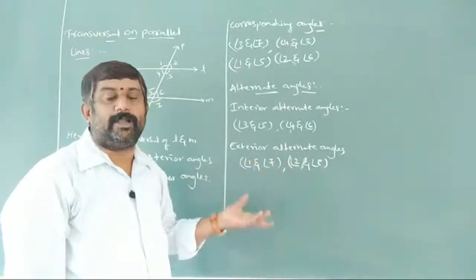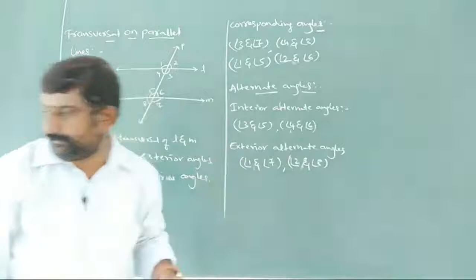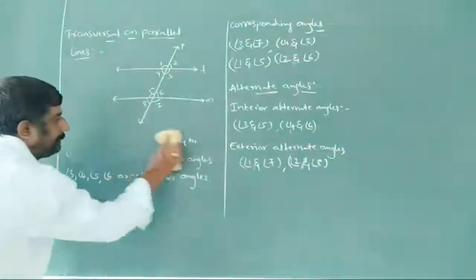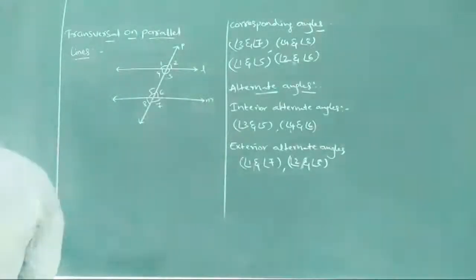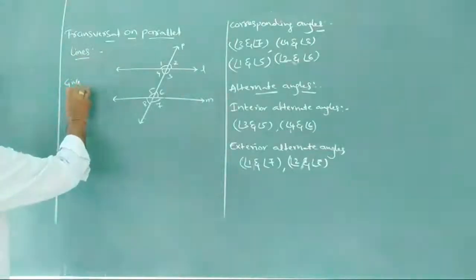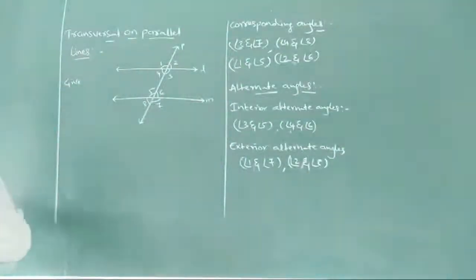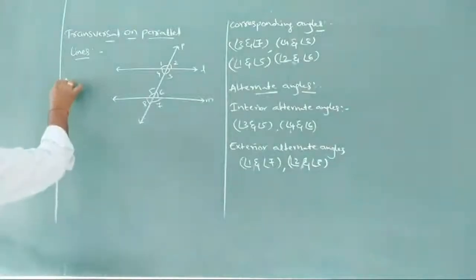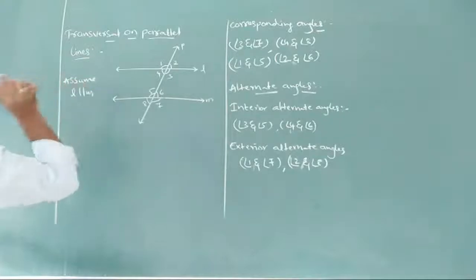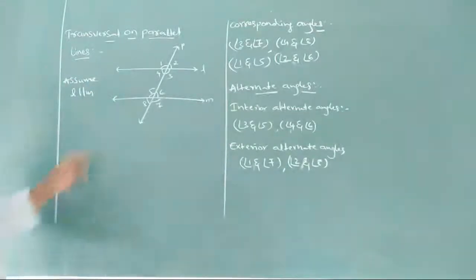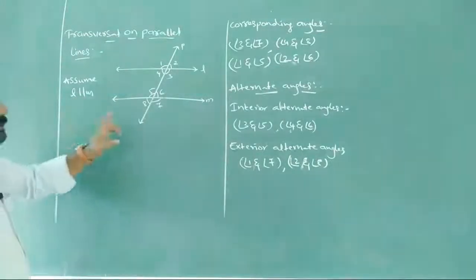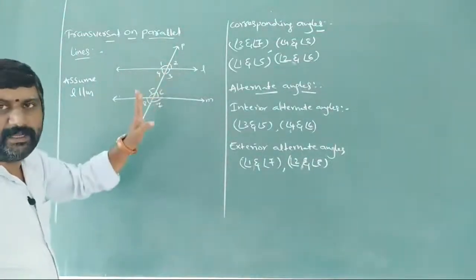Next, what happens if those are parallel lines? Assume L is parallel to M. What happens? Simple. All the pairs of corresponding angles are going to be equal.